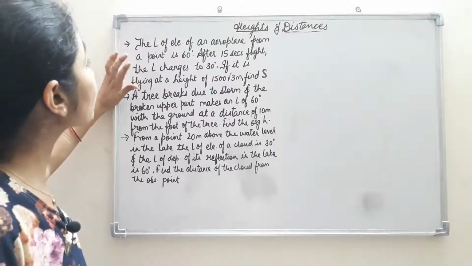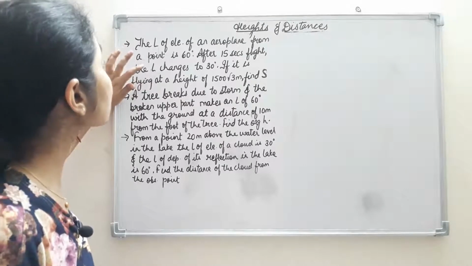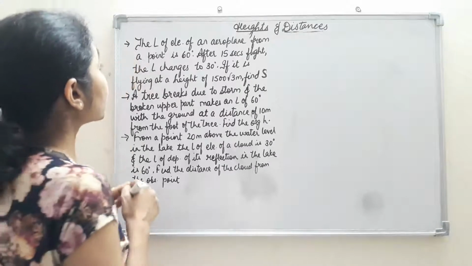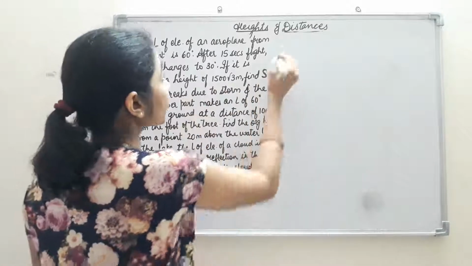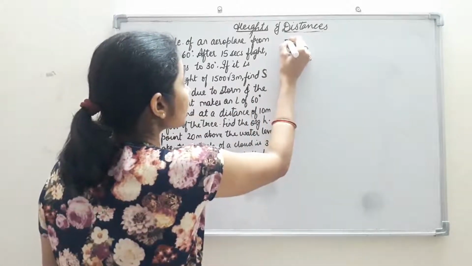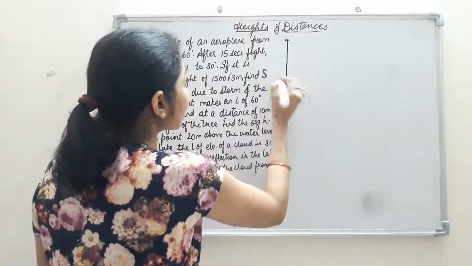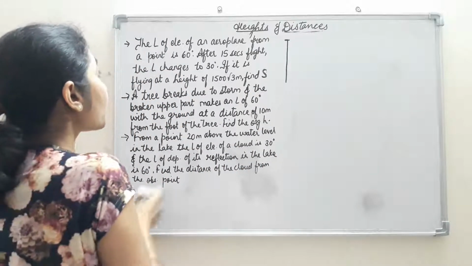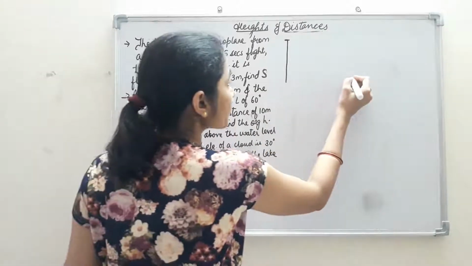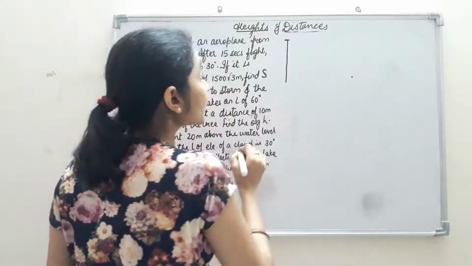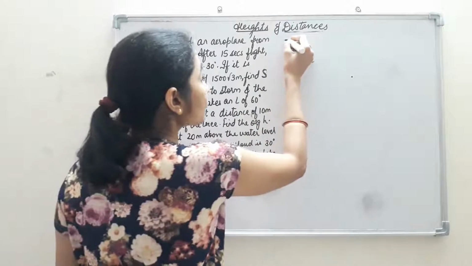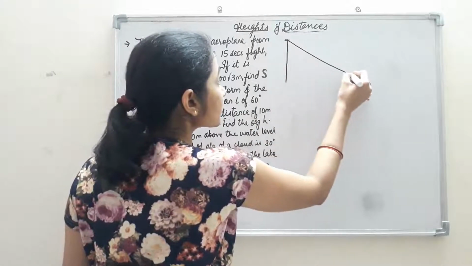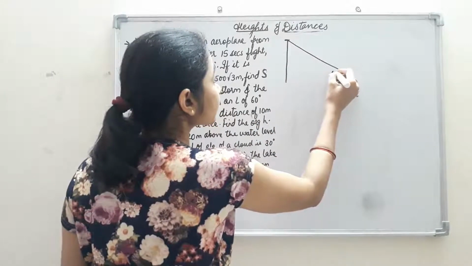The angle of elevation of an aeroplane from a point is 60 degrees, and after 15 seconds it changes. Now an aeroplane is flying, suppose this is the aeroplane, flying at a certain height. I am observing from here, suppose, and the angle of elevation of this aeroplane is 60 degrees here.